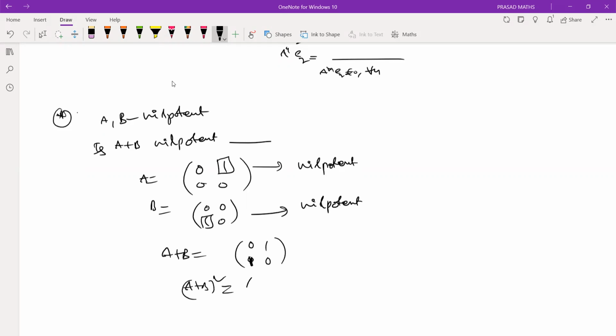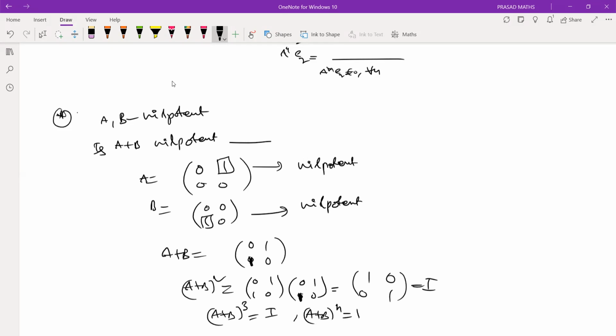Is it nilpotent? Look at A plus B, which is 0, 1, 1, 0. Once you compute the powers, what is A plus B whole cube? Again, you are going to get A plus B. What is A plus B whole power n? It is always I for every n greater than or equal to 2. So therefore this is never 0. A plus B whole power n is never the 0 matrix. Therefore, it is not nilpotent. Is it clear? So the sum of nilpotent matrices may not be nilpotent.